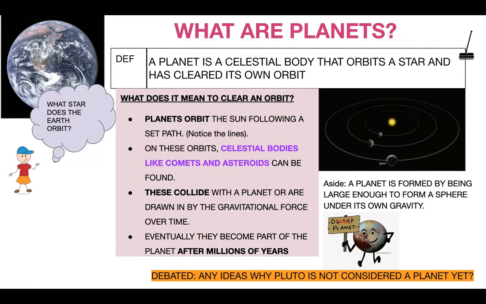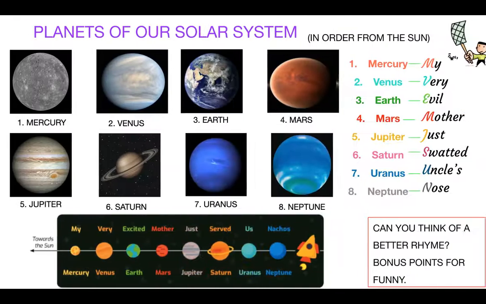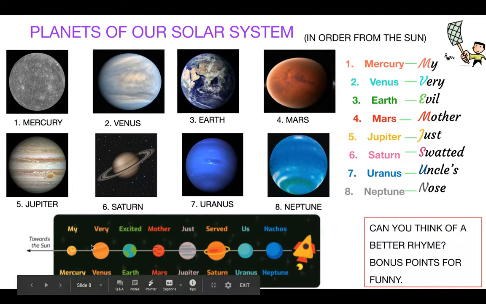So if we talk here about the planets, first of all, you might know the order of the planets from the sun. It starts with Mercury, then Venus, then Earth, then we have Mars, Jupiter, Saturn, and Neptune. And how do you remember the order of the planets from the sun? Well, there's a nice little clue here for you. You can learn this one off.